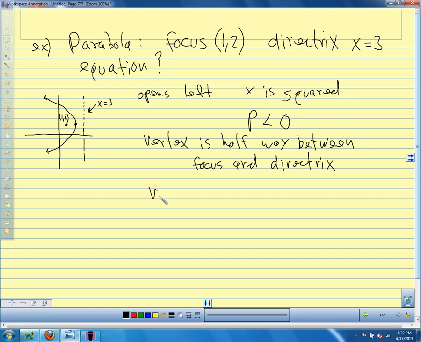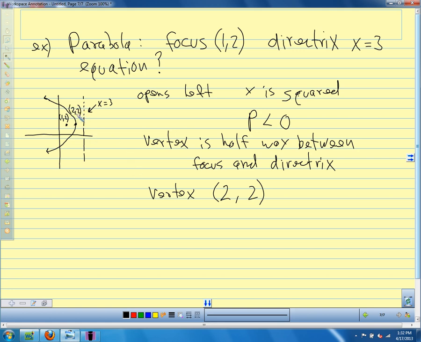So our vertex, we already know it has to be something comma 2. What number is halfway between 1 and 3? 2 is halfway between 1 and 3. And if you couldn't figure it out really quickly, add 1 plus 3 and divide by 2. 1 plus 3 is 4, divided by 2 is 2. So the vertex has to be at the point 2, 2.